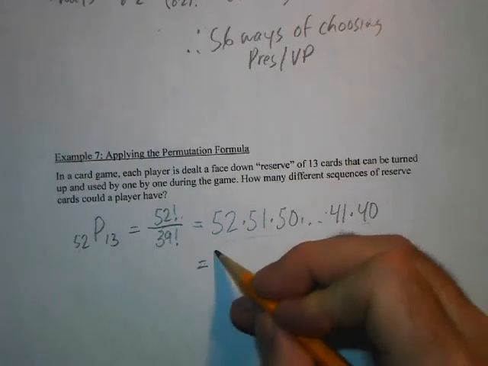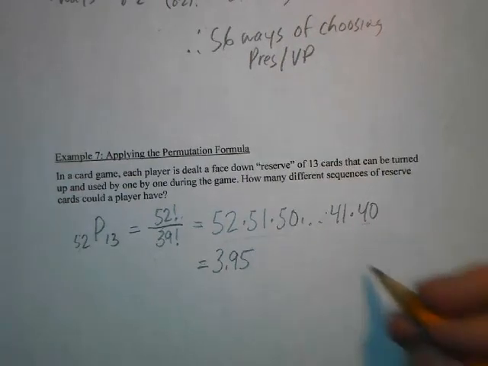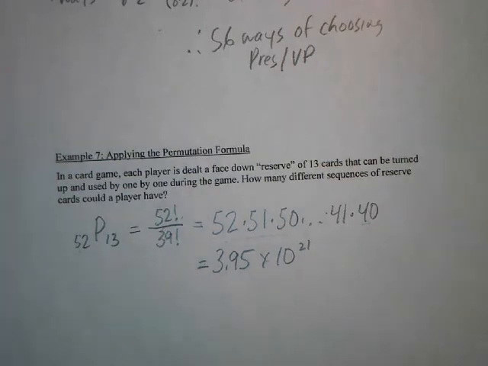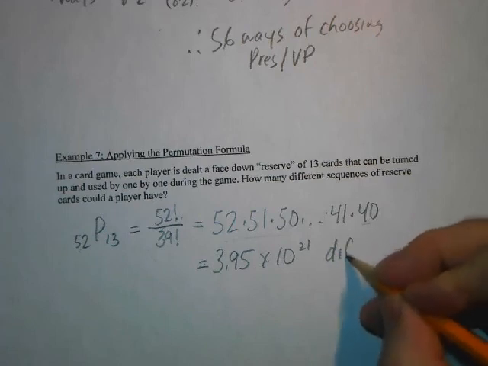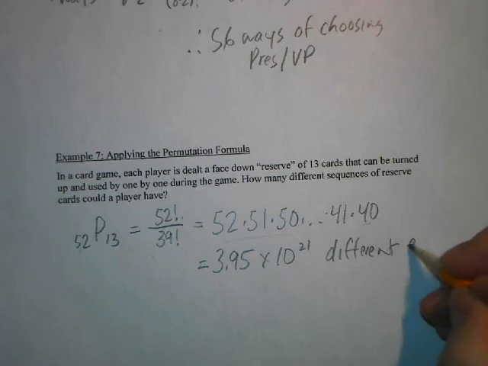It's actually 3.95, in scientific notation, times 10 to the power 21. So I don't even know what to call that number. Septillion, something like that. 3.95 septillion, possibly. So there's that many different sequences of cards.